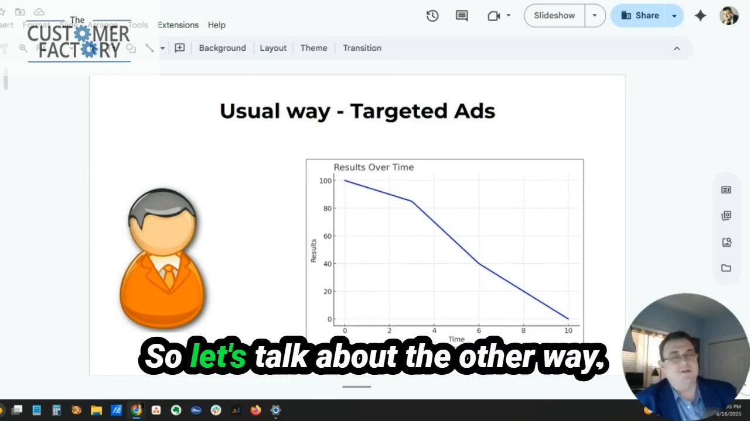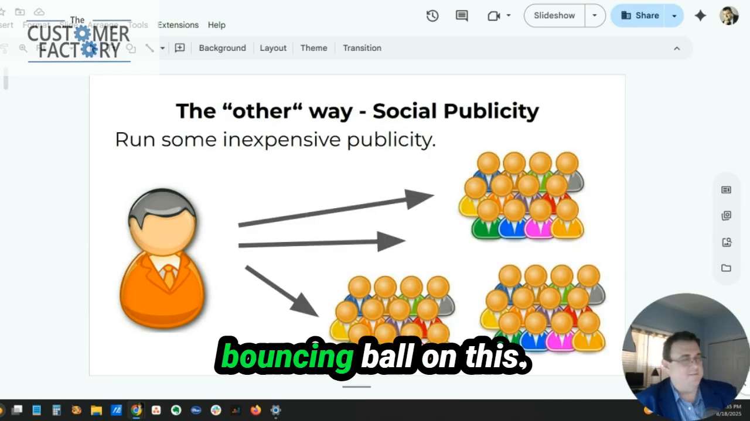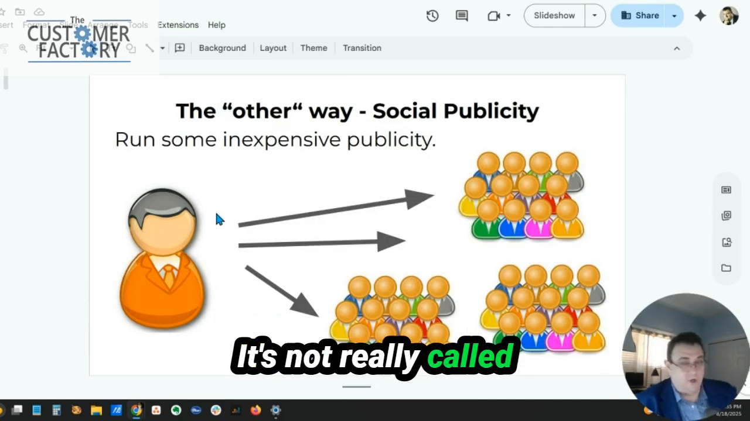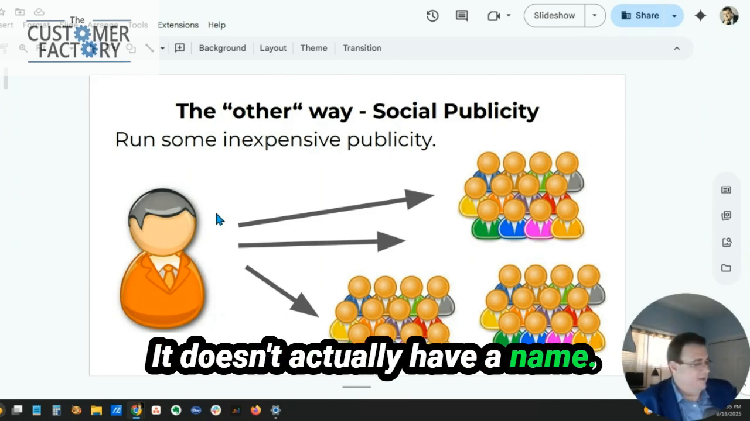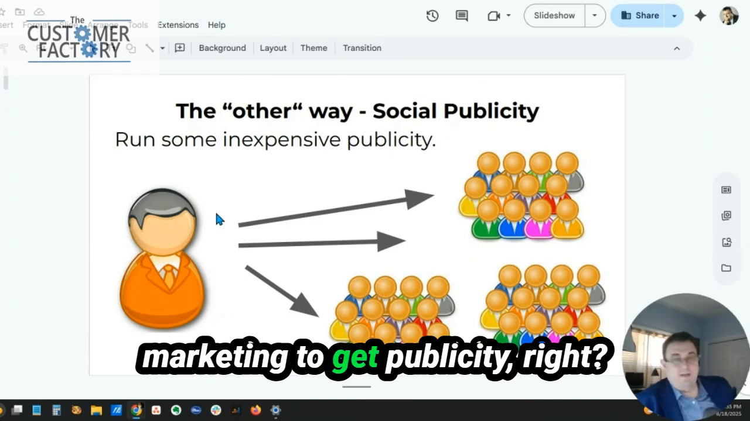Okay, so let's talk about the other way. This is a non-intuitive way, so follow the bouncing ball on this, okay? So I call this the other way. It's called social publicity. That's what I call it. It's not really called anything out there. It doesn't actually have a name, so I gave it a name called social publicity because using social media and marketing to get publicity, right?